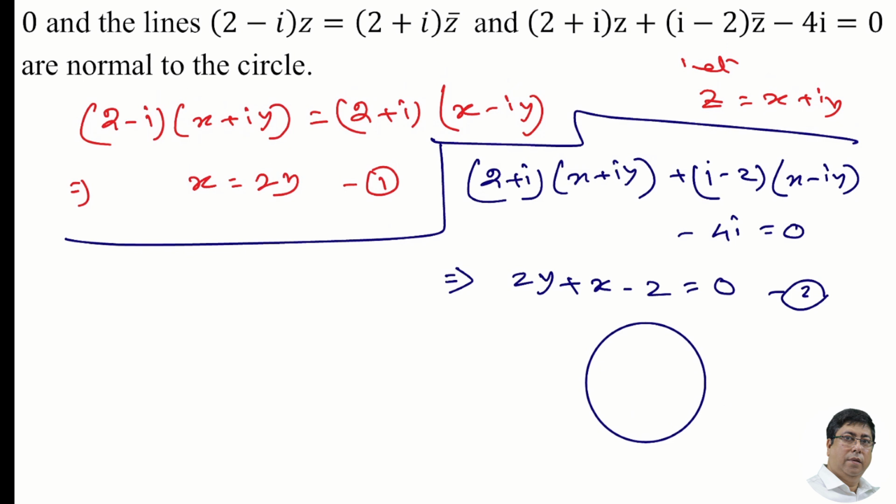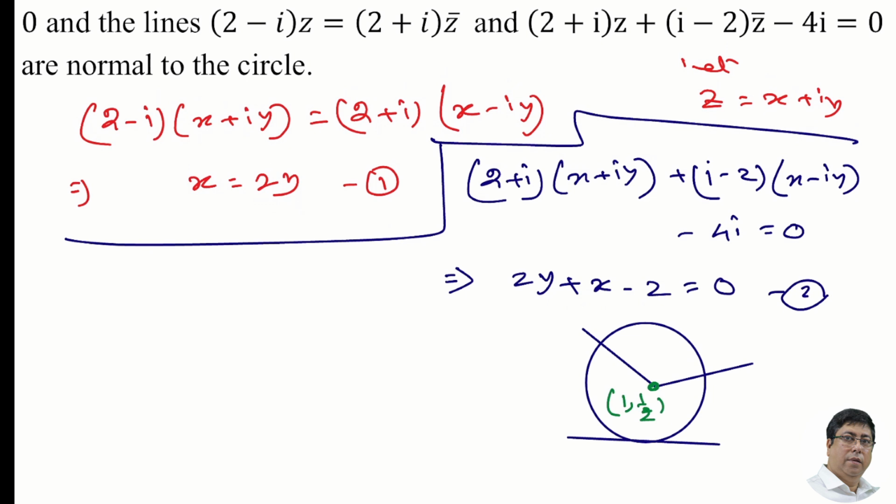this is one normal and this is another normal, and the intersection of the normals is the center, and this is another tangent. Now the intersection of the normals is the center. So let us solve number 1 and number 2. If we put x equal to 2y, 2y plus 2y is 4y, 4y equal to minus 2, so y equal to half. If we put y equal to half, we are getting x as 1. Therefore, we are getting the center as (1, half).